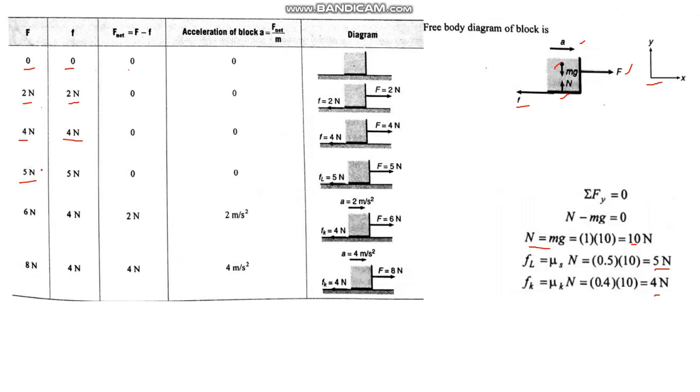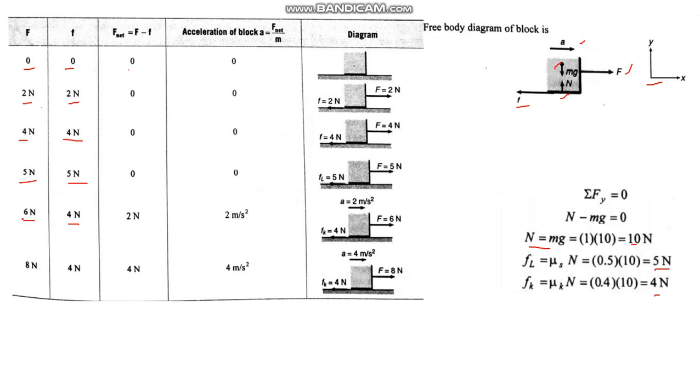So when you apply 5 Newton force, it will adjust to 5 Newton force. And at 5.1 also, this will start to move. That means it will move away from static to kinetic state. So when applied force is 6 Newton, the limiting friction will now drop to 4 Newton. It won't be 5 Newton because it is in kinetic state now.